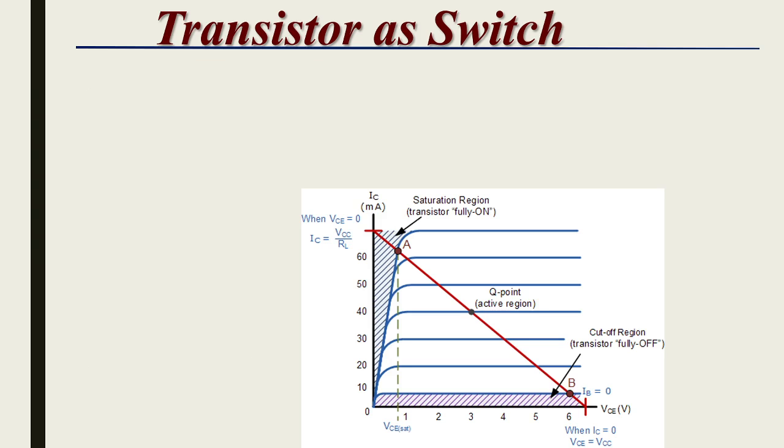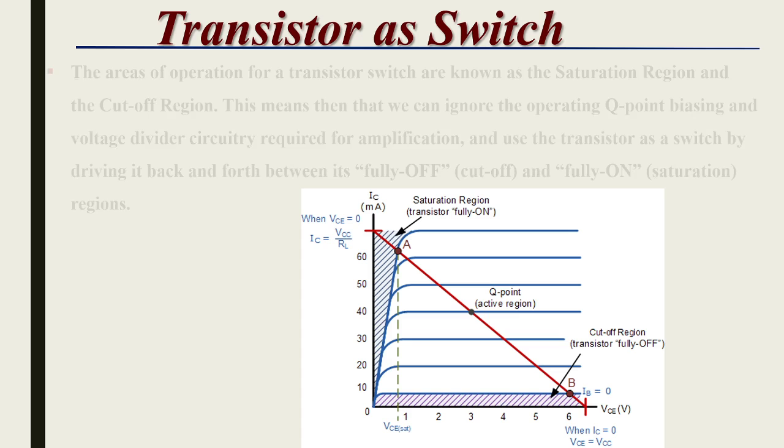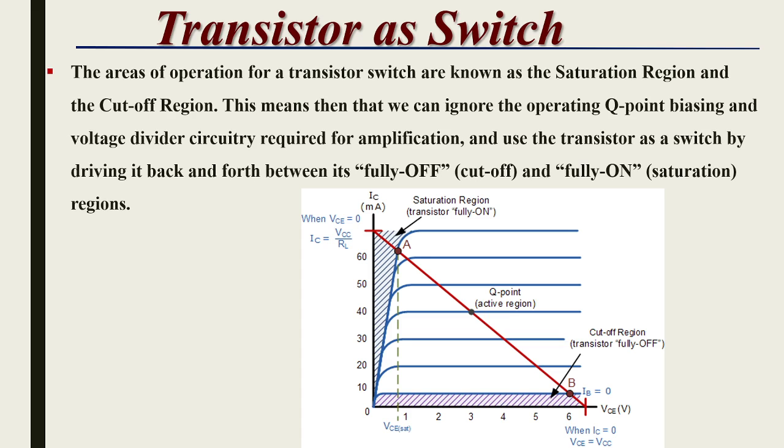So here this is the output characteristics of the CE amplifier, and here are the two regions, that is saturation and cutoff region, and in these two regions we can operate the transistor as a switch. So the areas of operation for a transistor switch are known as the saturation region and the cutoff region. This means that we can ignore the operating Q point biasing and voltage divider circuit required for amplification, and use the transistor as a switch by driving it back and forth between its fully off, that is the cutoff region, and fully on, that means the saturation region.